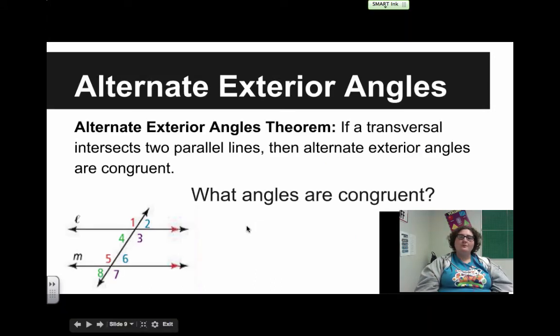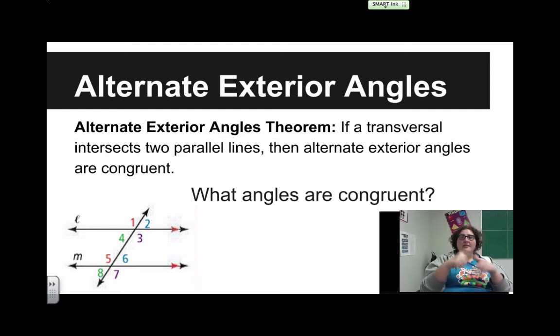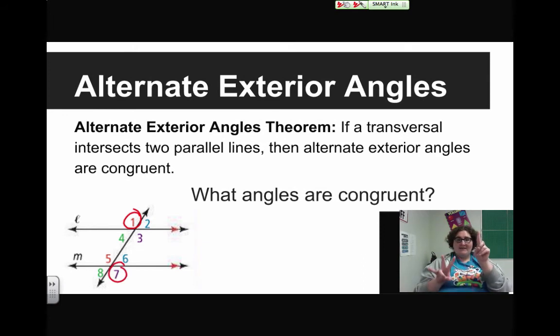Alternate exterior angles. The alternate exterior angle theorem says if a transversal intersects two parallel lines, then the alternate exterior angles are congruent. So we want alternating and their exterior, so that would be angle 1 and angle 7. So that means that angle 1 is congruent to angle 7, and also that angle 2 is congruent to angle 8.